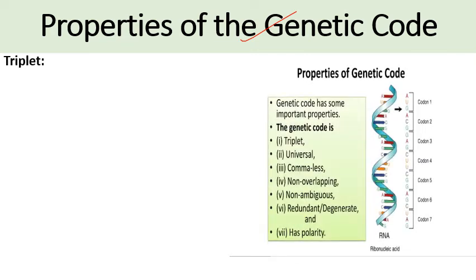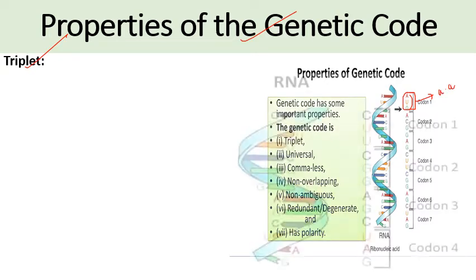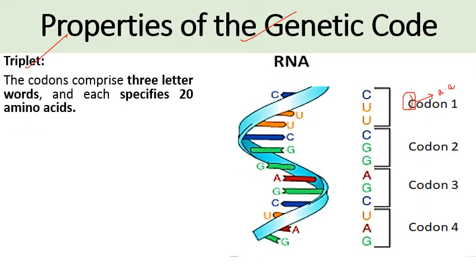Next comes the properties of the genetic code. So genetic codes show some unique features. The first feature is the genetic codes are present in the form of triplets. So whatever genetic codes there are, they are present in the form of triplets, means a combination of 3, and each triplet codes for a particular amino acid. So the sequences of bases on the RNA are present in the form of triplets, which we call codons, and these code for a particular amino acid. So the codon comprises 3 letters, 3 words, and each specifies one of the 20 amino acids.